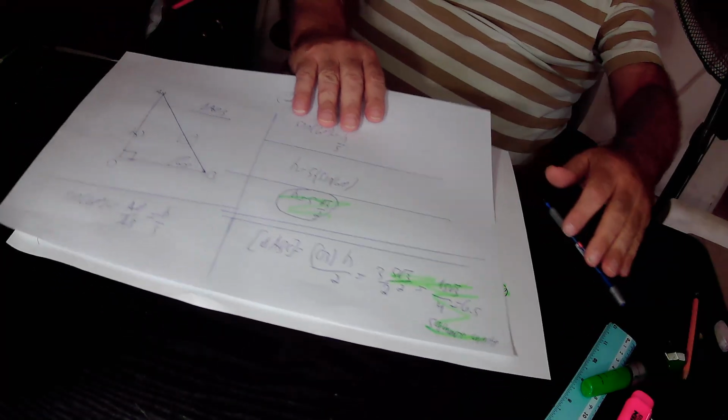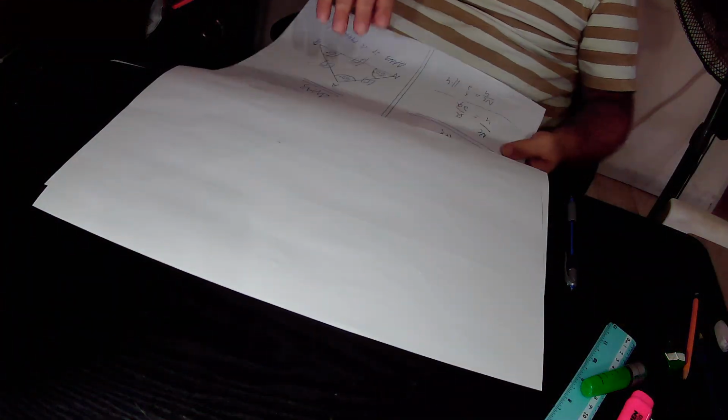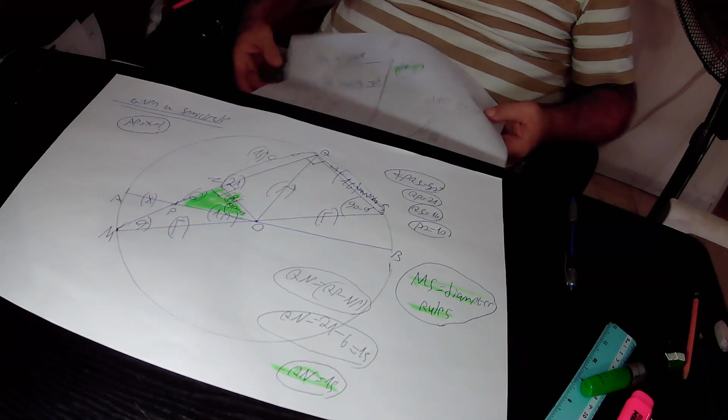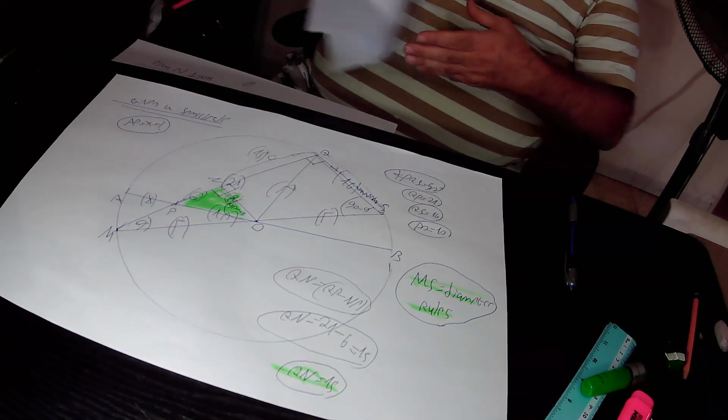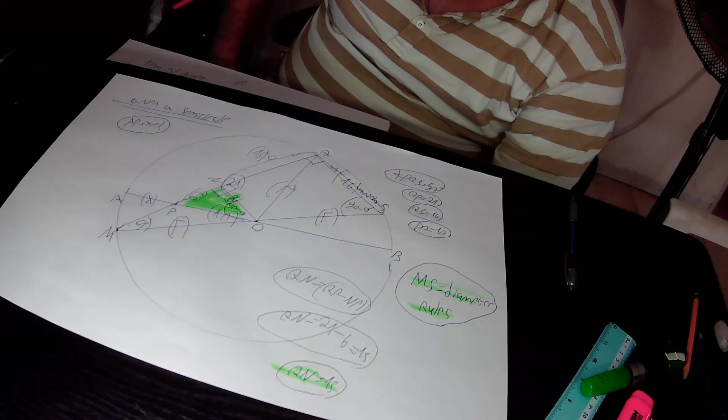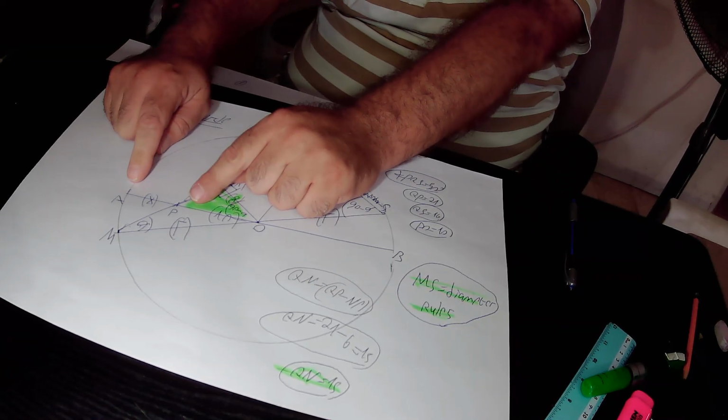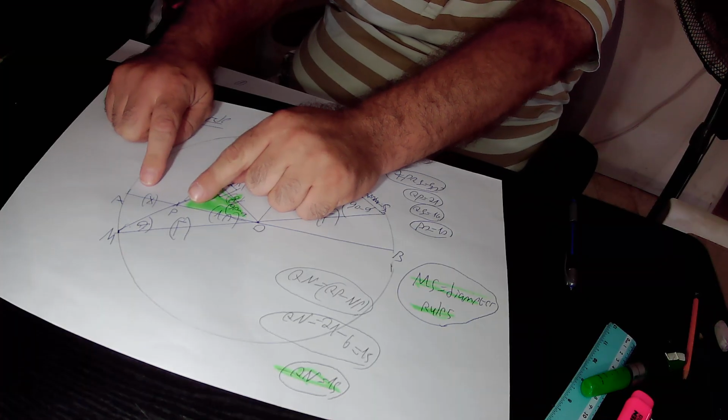In the next step, I present the second question and we solve the second question of this lecture. In the second question, our task is to find out the length of this short line segment AP that is equal to x. We have to find out the value of x.